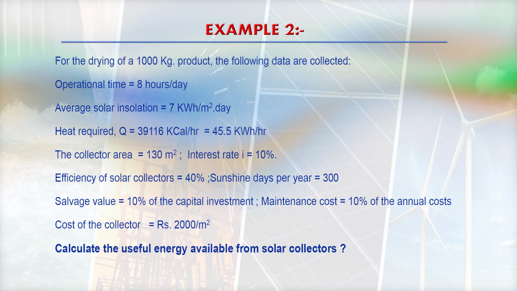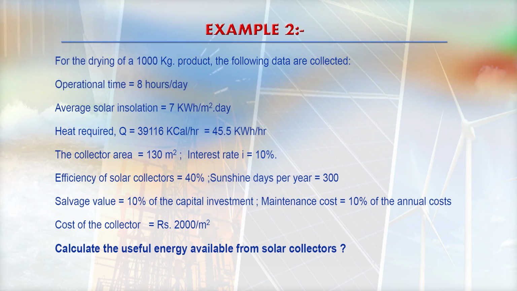The collector area here is 130 meter square, interest rate i equal to 10%, efficiency of solar collector equal to 40%, sunshine days per year 300, salvage value 10% of the capital investment, maintenance cost 10% of the annual cost. The cost of the collector is also given here, 2000 per meter square. Calculate the useful energy available from the solar collector.